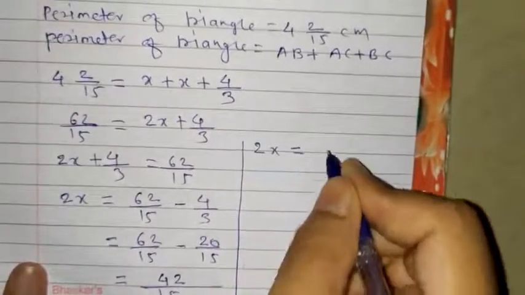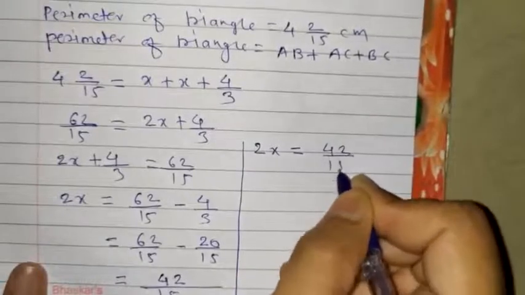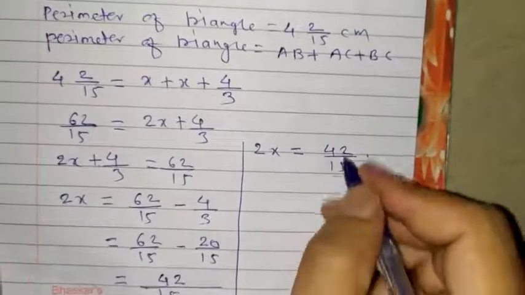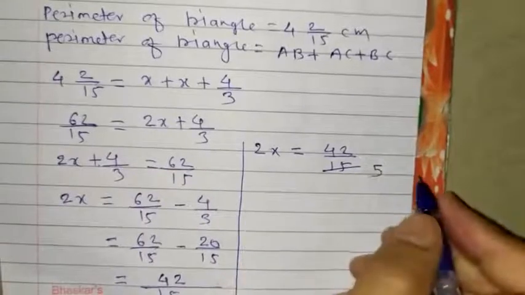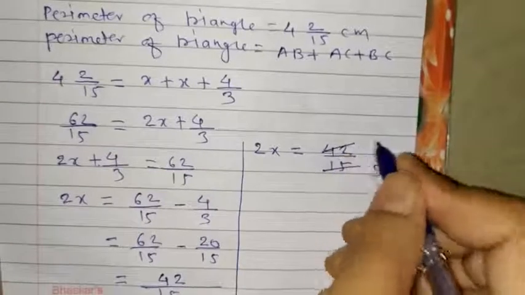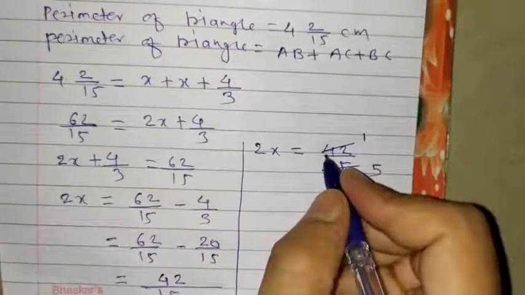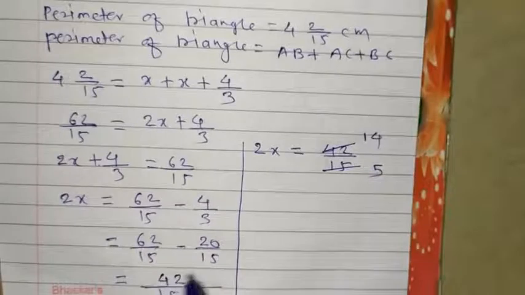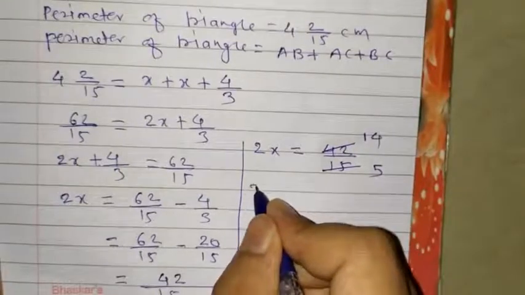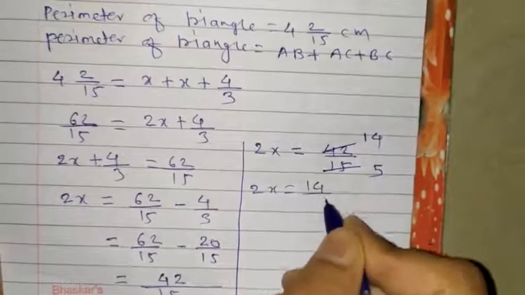2x equal to 42/15. You see both the numbers are divisible by 3. So it is 5. 3 5s are 15. So here 3 1s are 3. Remainder will be 1. So here 3 4s are 12. So we got here 2x equal to 14/5.